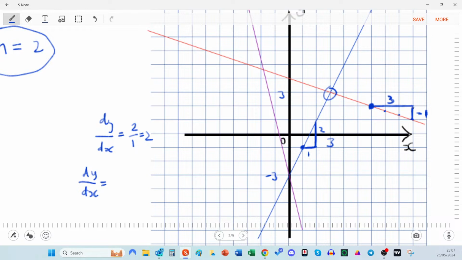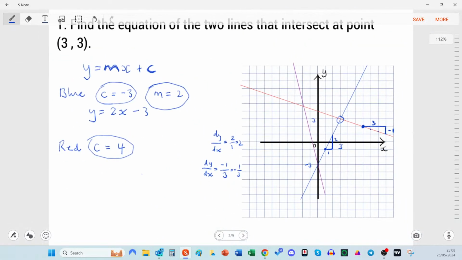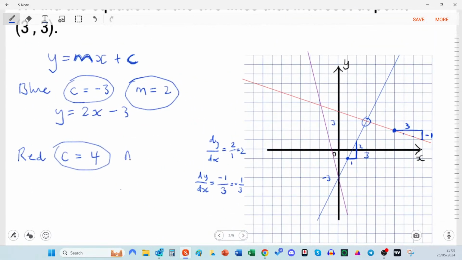The only difference is whether the y has gone down or up, because we're always going to read left to right. So the dy here is -1, and the dx is 3. So you can write this in a number of ways. You can write -1/3, up to you.